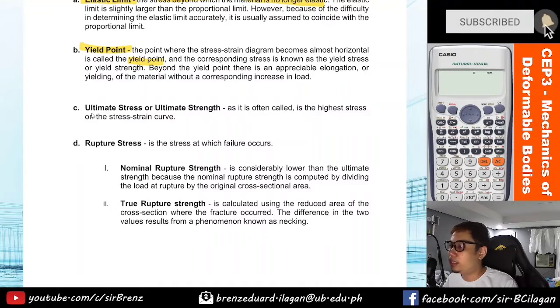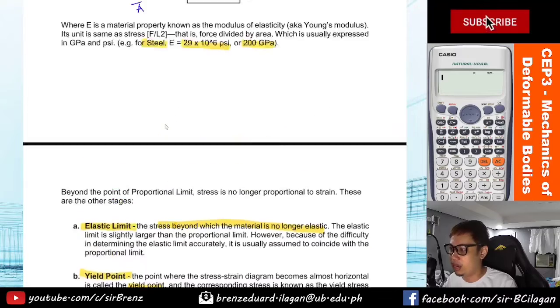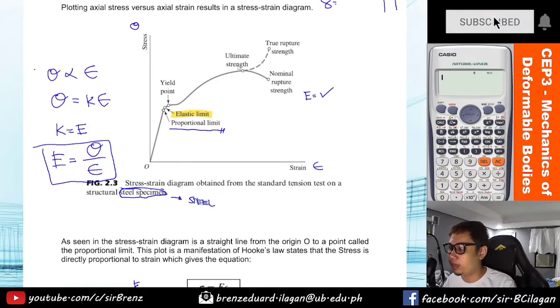Next, ultimate stress or ultimate strength. So, this is often called the highest stress. Ayun nga, the highest stress in the stress-strain curve. So, highest point. So, syempre, ito na yung pinaka-peak. Okay? Ultimate strength.